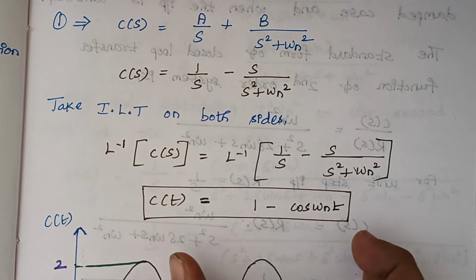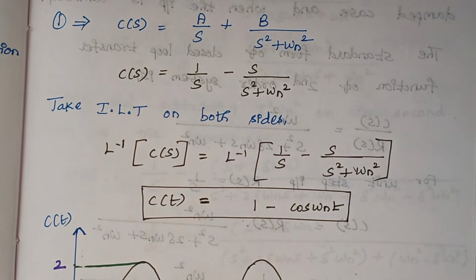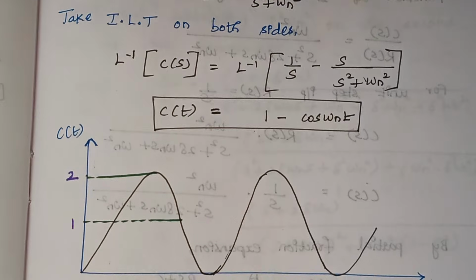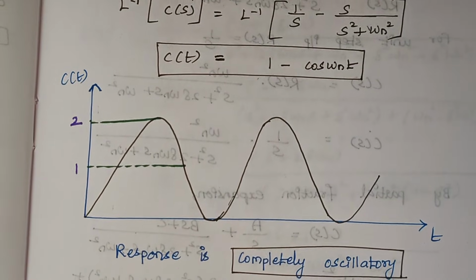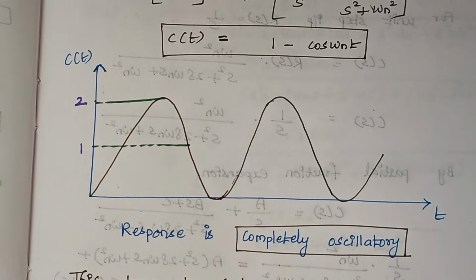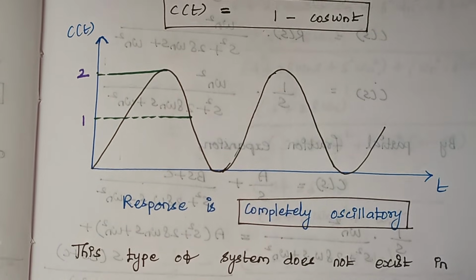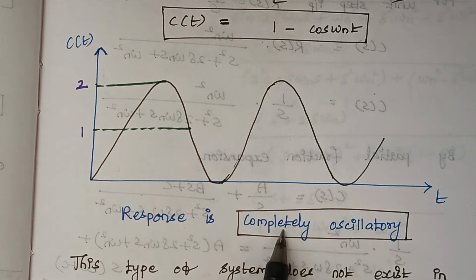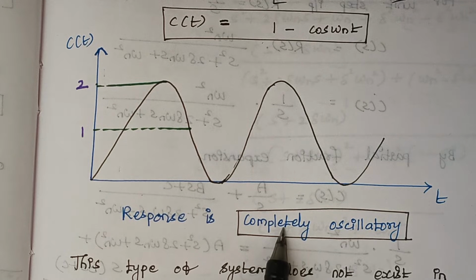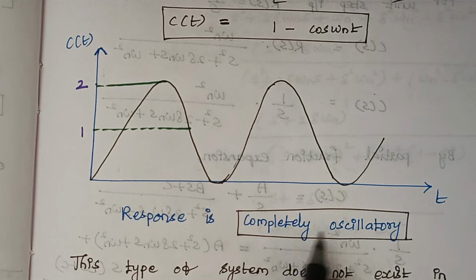So when you draw the graph for this expression, the output graph is like this. Okay, we are having output graph like this. So here the response is said to be completely oscillatory. So what is meant by completely oscillatory? This system never reaches a steady state or stable state, and this system output will be continuously varying. That is known as completely oscillatory. We never want a system like this, because we will always want a system that gives a steady output or a precise output.